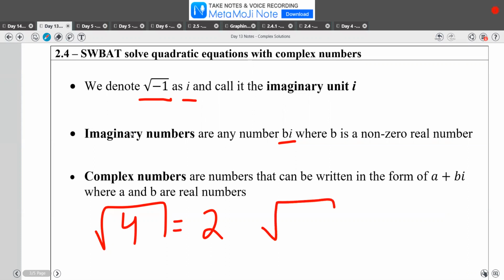But let's say I want to take the square root of a negative number. There's no number that if you multiply by itself will give you -4, right? So technically in that case, we say we cannot take the square root of a negative number. Now, to be able to take the square root of a negative number, we use the imaginary number i. So in this case, the square root of -4 would be 2i.